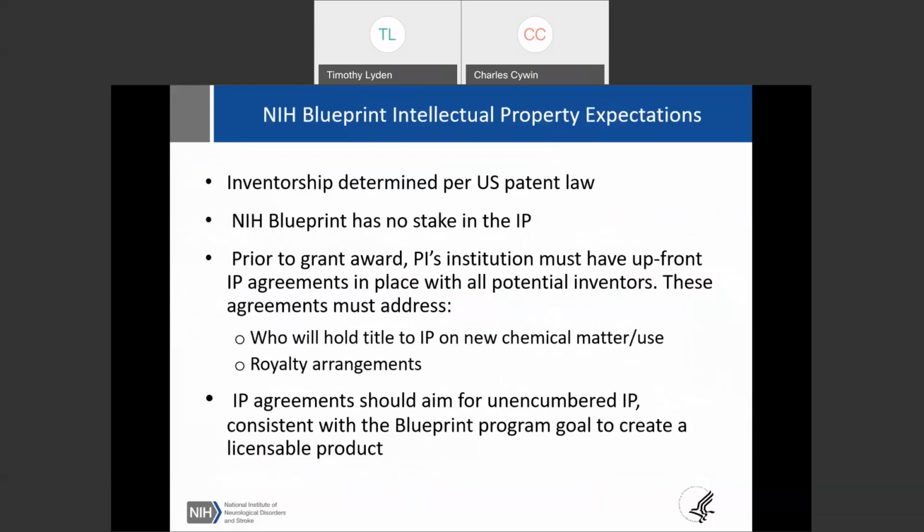Intellectual property. What is unique about this program, and it's really great, is that we try to preserve your intellectual property. We do that in a few different ways. Inventorship is determined by U.S. patent law. We're not seeking to have any stake in your IP, so NIH staff is not going to get involved in the actual inventive steps with you. I'm trained in medicinal chemistry. I can certainly tell you what molecules to make. I'm not going to, because then I would become an inventor if one of those things happened to be the greatest thing since sliced bread, but that's not likely to happen.